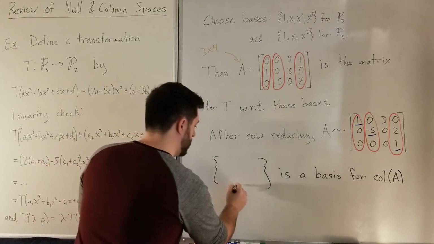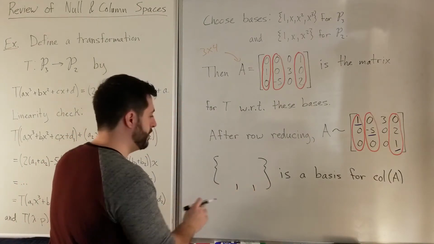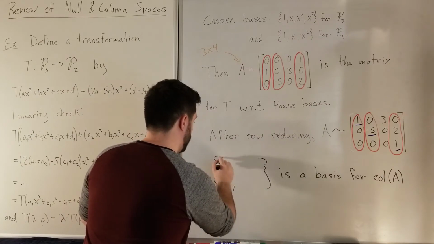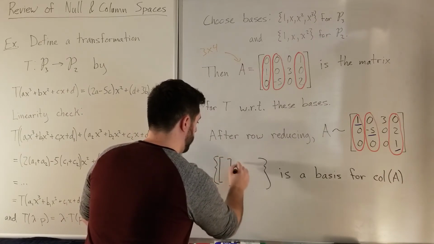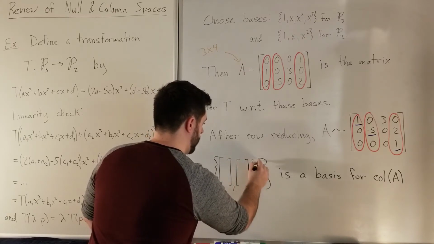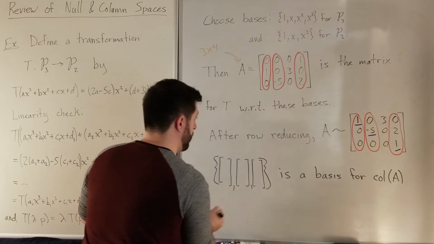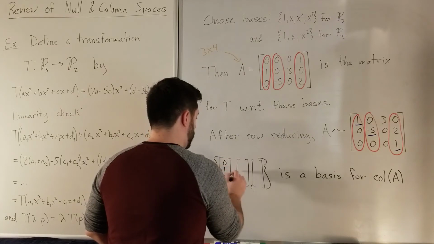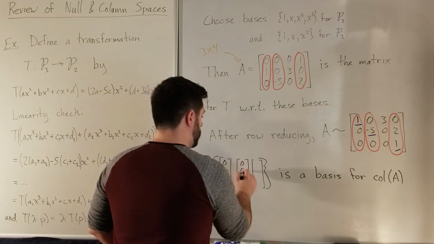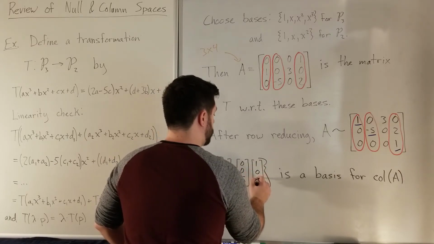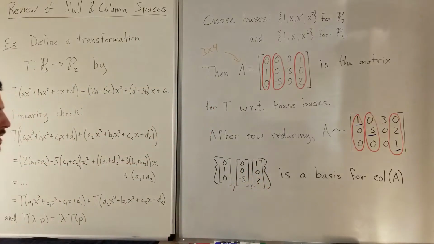Okay, so this basis is going to be the 3 columns that I have circled. So 0, 1, 0, 0, 0, -5, and 1, 0, 2. Okay, this is almost what we want.